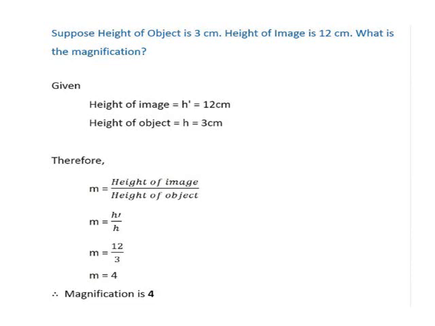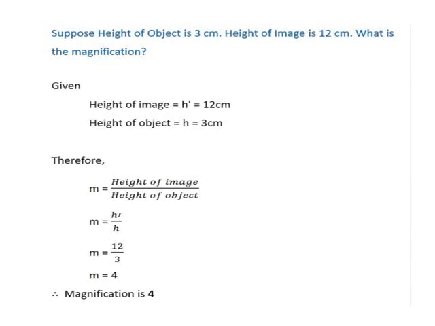So what is given here? One is 12 centimeter and the other one is 3 centimeter. So what is 12 centimeter? Height of the image. Height of the image, we keep the letter HI, 12. Height of the object, we keep the letter HO, 3 centimeter. Therefore, magnification has a formula, height of the image divided by height of the object. So 12 by 3, 4.